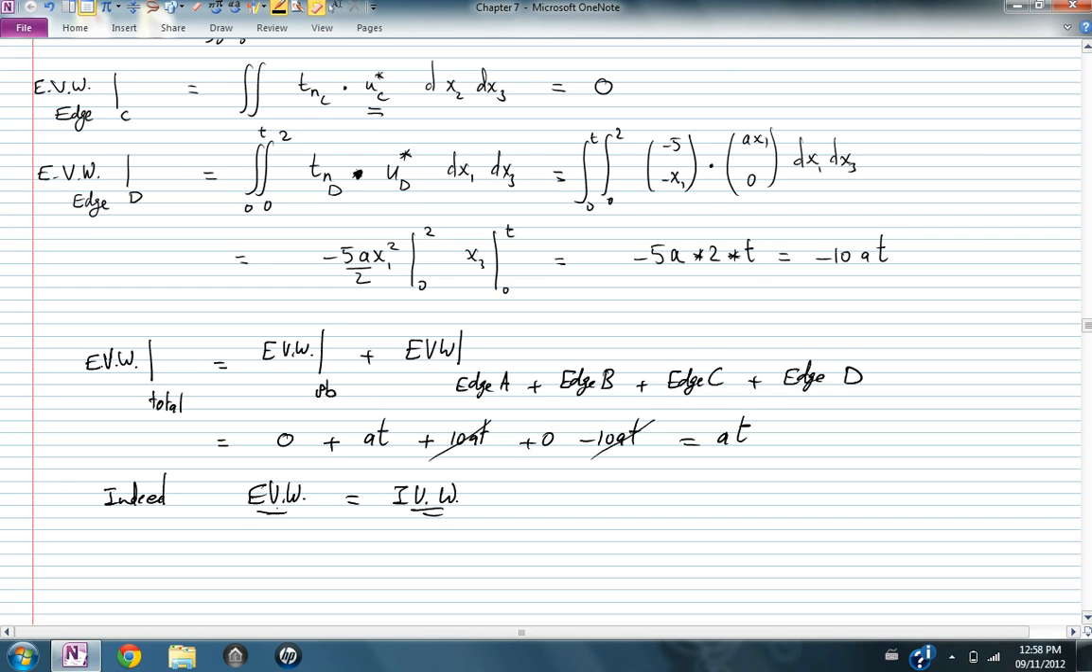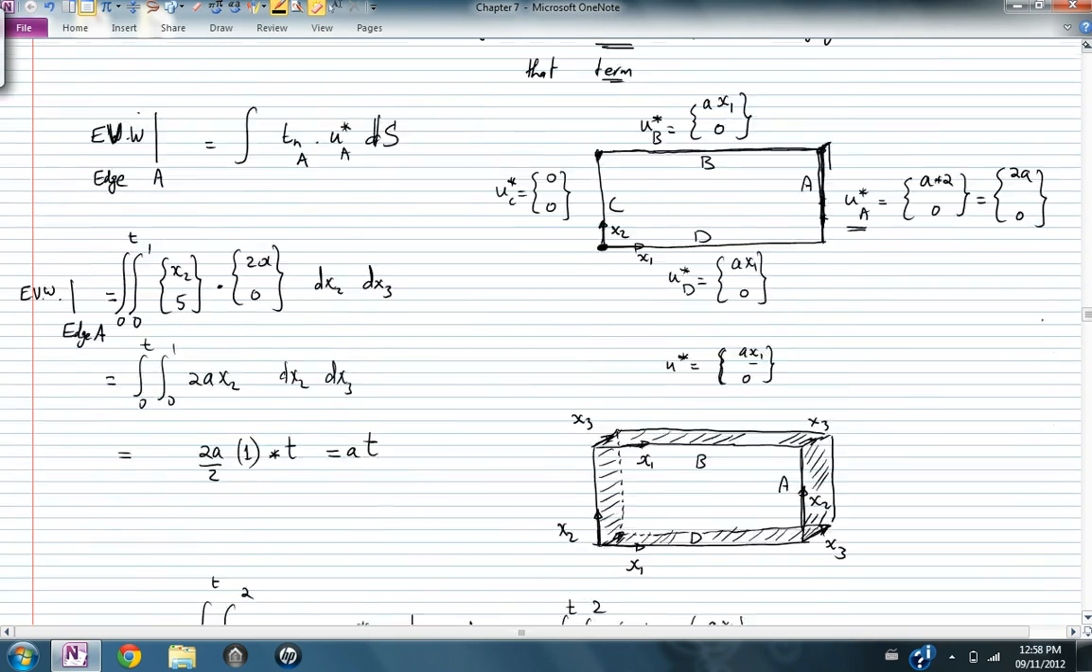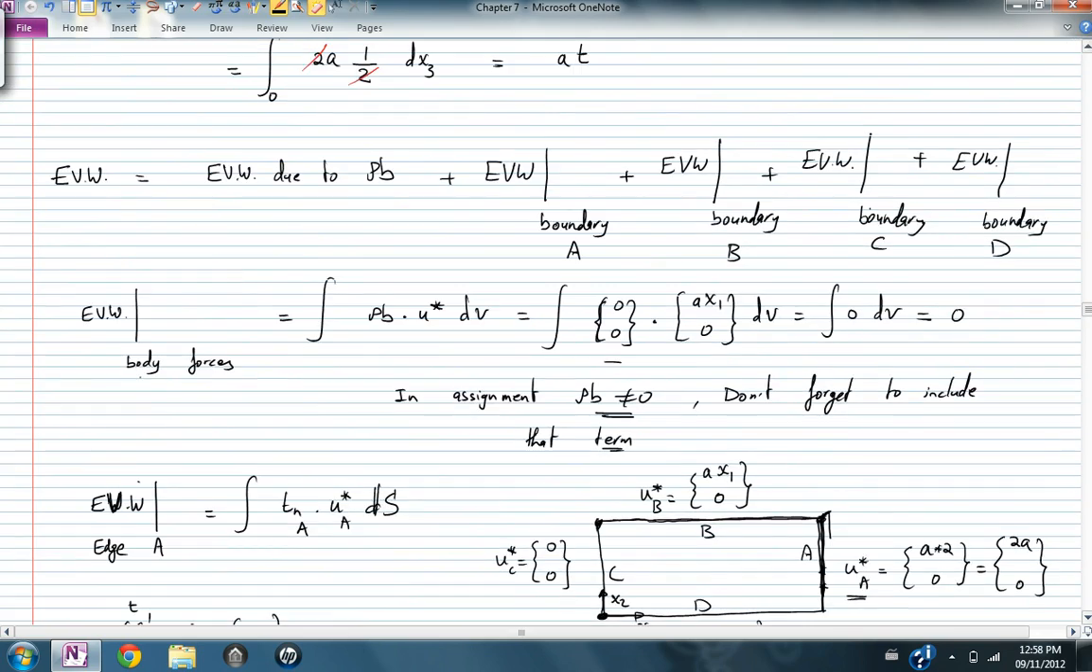Just a quick note, there's a difference between the external virtual work integrated over the edges and the external virtual work integrated over the volume. If rho B was not equal to 0, the external virtual work of the body forces would be integrated over the whole volume, which is dx1, dx2, dx3, because the body forces are acting inside the object at every point.